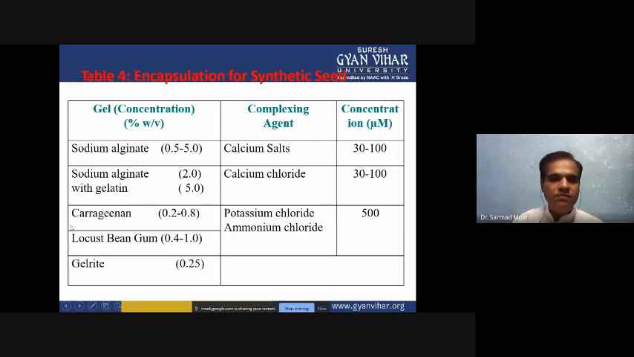Then locust bean gum is also another encapsulation medium we can utilize, at 0.4 to 1 percent weight by volume, again with the complex agent of potassium chloride and ammonium chloride. Then gelrite is also another chemical, and it can be utilized for encapsulation at 0.25% weight by volume. Among these, sodium alginate is the most suitable gel forming agent, and sodium chloride in combination with gelatin is also utilized for encapsulation.